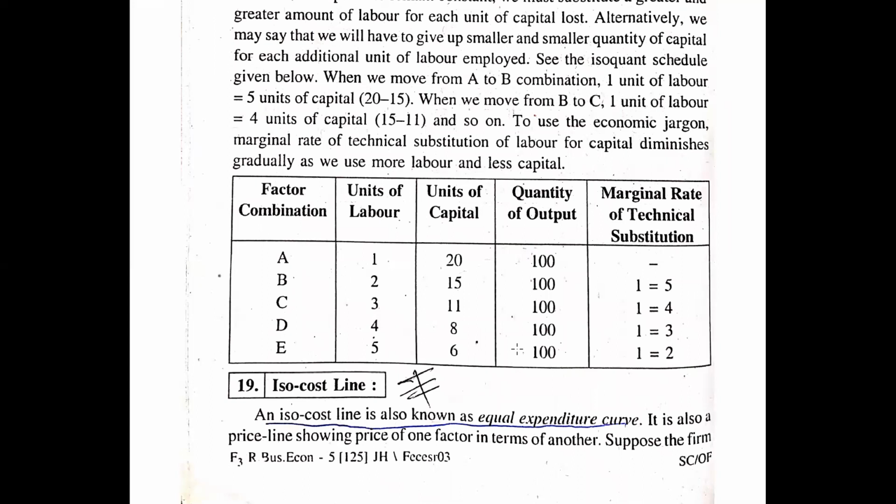So, guys, here we can clearly see that in combination A, 1 unit of labor and 20 units of capital, we will get 100 units of total output. In combination B, there are 2 units of labor and 15 units of capital. So, as we increased 1 unit of labor, we have decreased 5 units of capital. So, 1 is equal to 5. And in all such combinations, we will get an equal quantity of production.